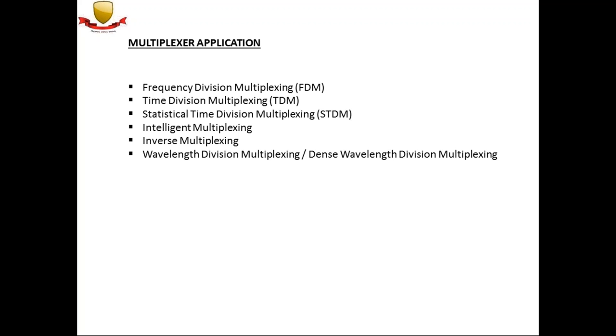Okay? Then we have statistical time division multiplexing. This was introduced to overcome the limitations of standard time division multiplexing, in which stations cannot use each other's time slots. Statistical time division multiplexing dynamically allocates the time slots among active terminals, which means you can actually have more terminals than you have time slots.